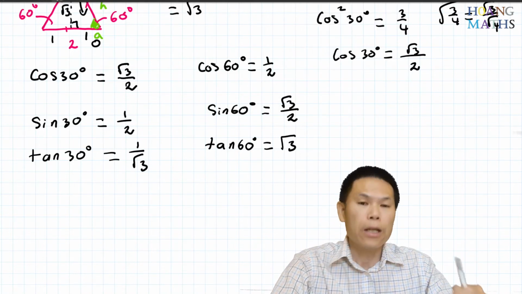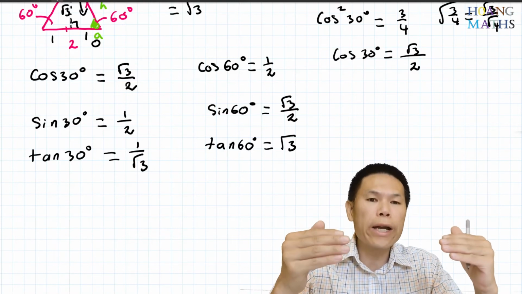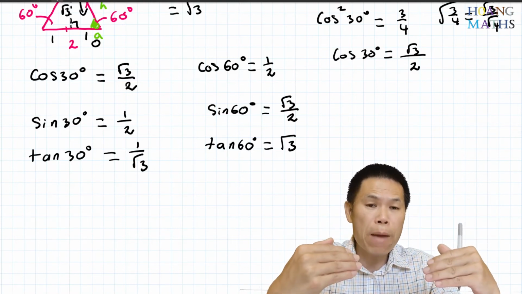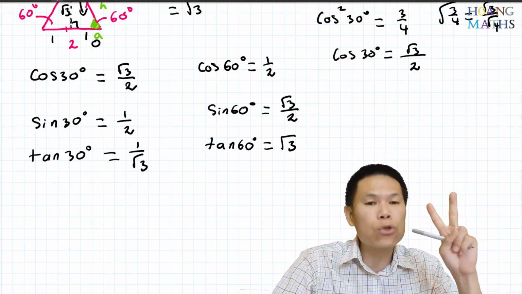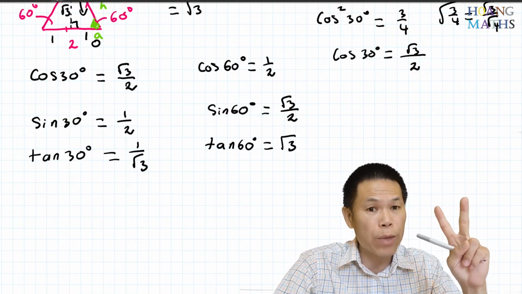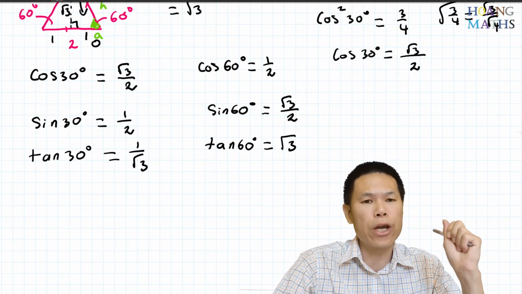Root 3. There you go. This is how you work out the exact value. So if you remember it, you can just write the answer out. If you don't, two methods: you either draw a triangle out and work it out from there, or use a calculator to help you out.